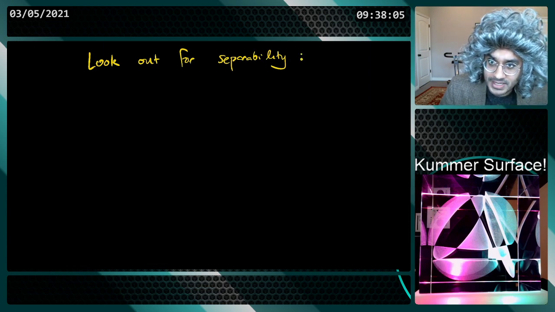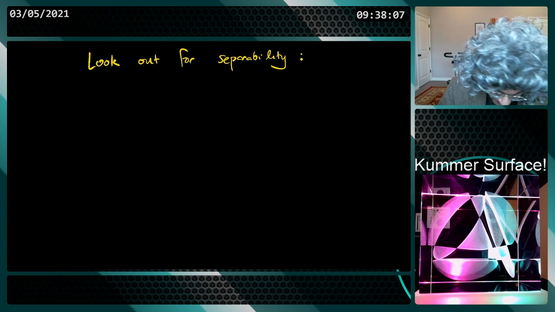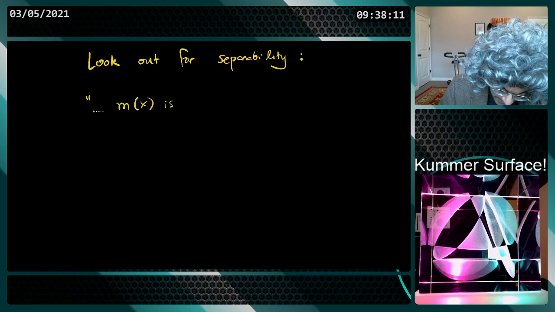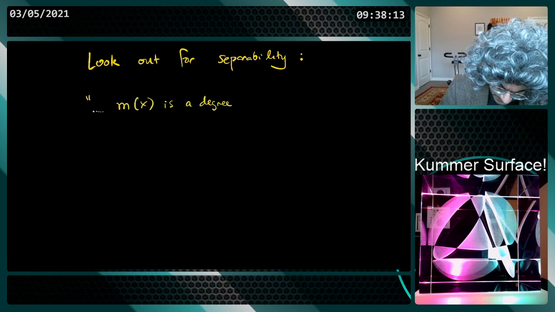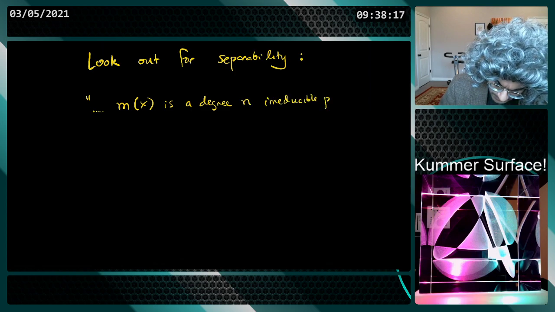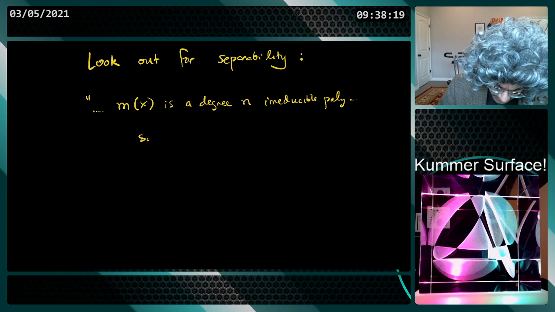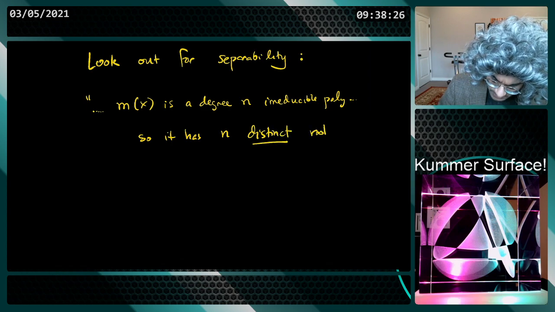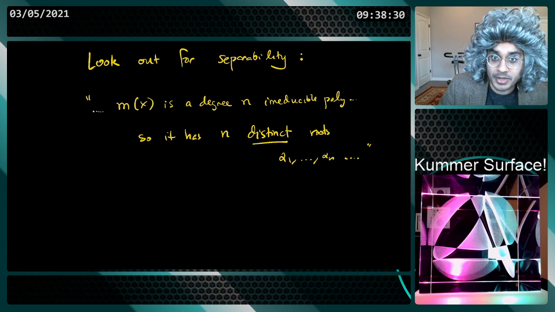Look out for separability in sentences that go like this. Something, M is a degree n irreducible polynomial, so it has n distinct roots. And then they'll call them something, and then they'll go on with the argument.